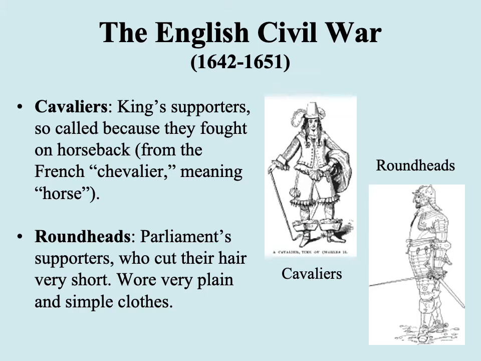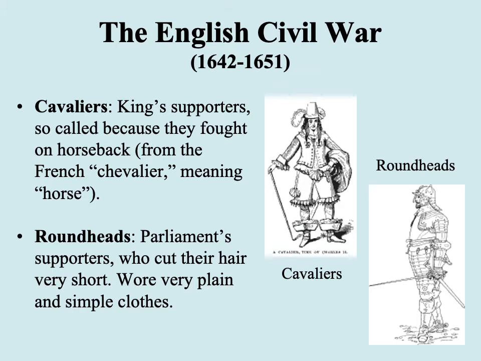On the other side, supporting the Parliament, are going to be the Roundheads. So called because they wear their hair very short, kind of looks like someone put a bowl on their head and cut around the perimeter. Very plain and simple clothing. Often individuals who are not from kind of a fighting background, but they actually are going to make up the majority. Many of them based in London. Strong support of the merchant class, who obviously have wealth that they can use in order to maintain their army.